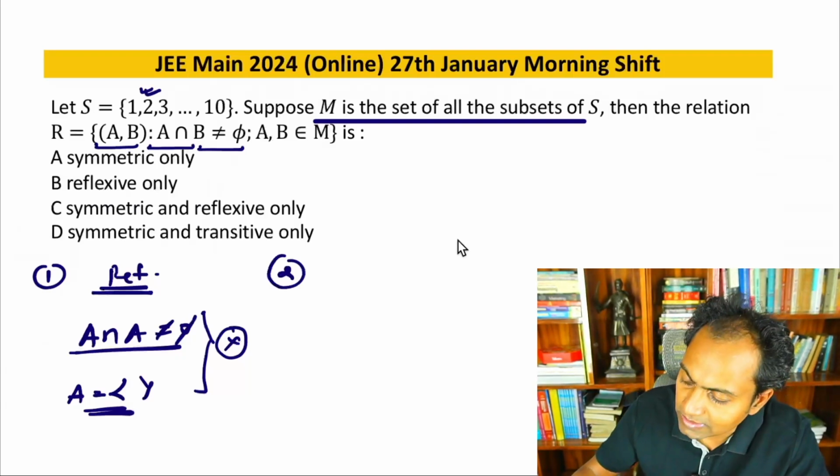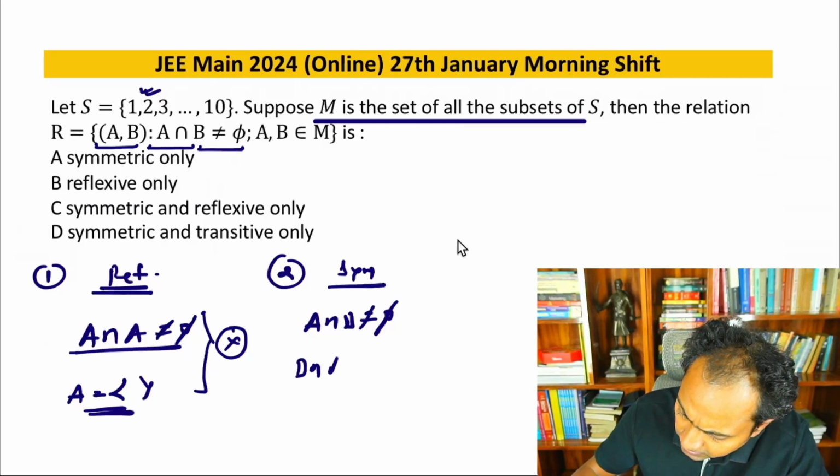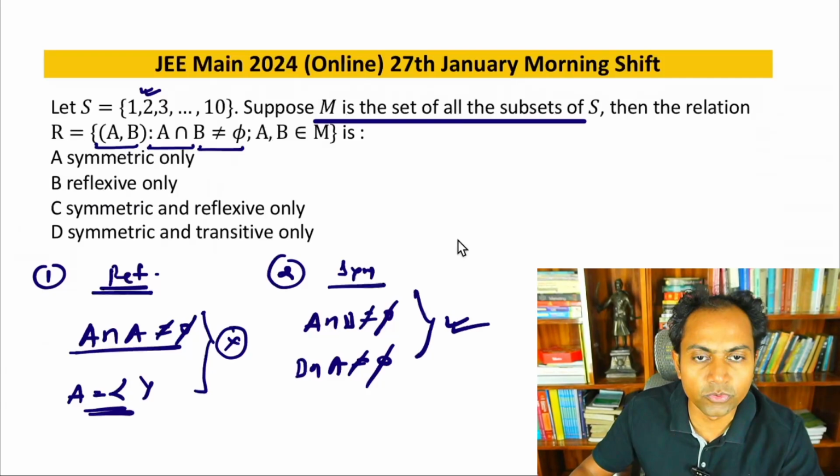If I move towards the second part and go for symmetry, now we are saying that if A intersection B is not equal to null set, so it is obvious that B intersection A will also not be null set, and this is fine, there is no issue with this.